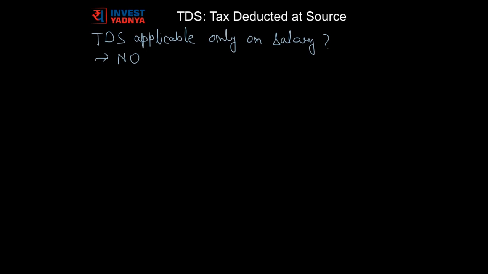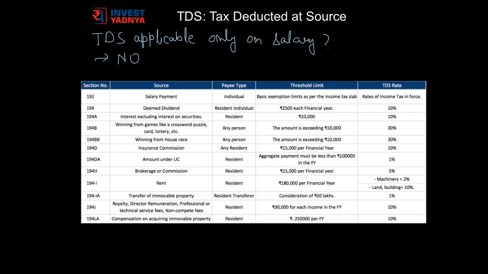One more question we should discuss is, is TDS applicable only on salary? The answer is no. TDS is also applicable on items such as income from interest on savings, fixed and recurring accounts, securities and deemed dividends, income from horse racing and insurance commissions, lottery or game related prize money, payment in NSS deposits, etc. Now let's discuss a few of these items and their current TDS rates and threshold limits.